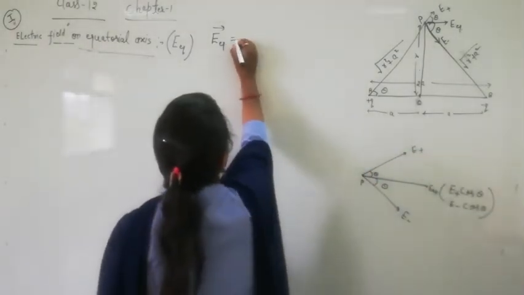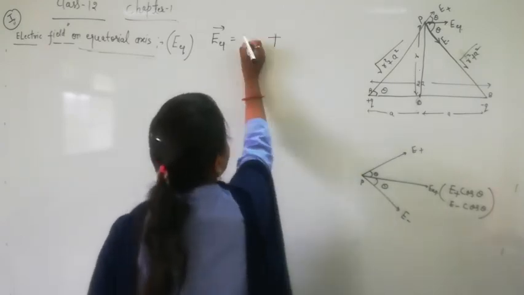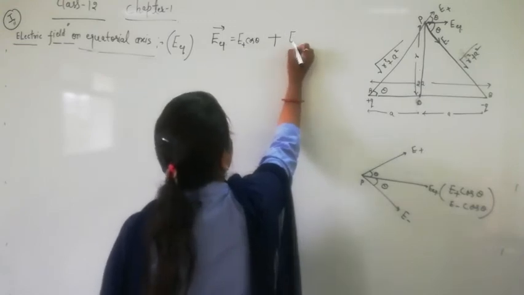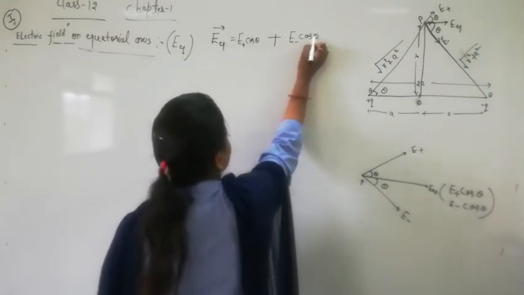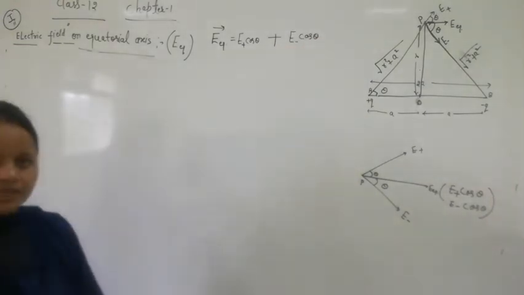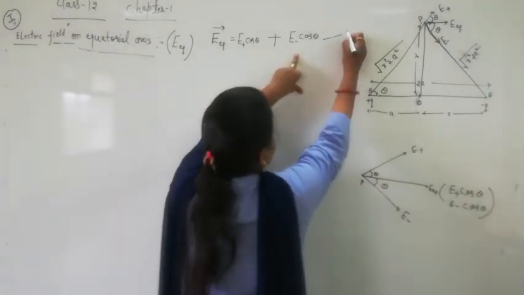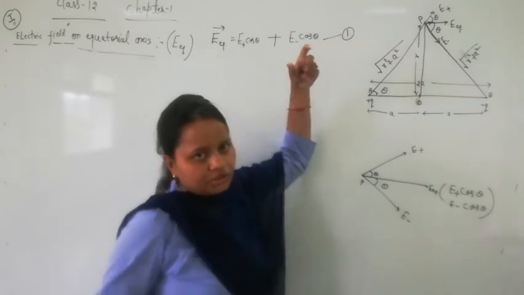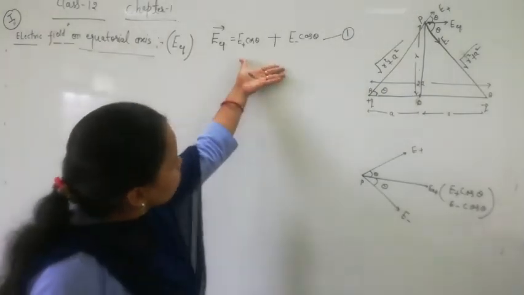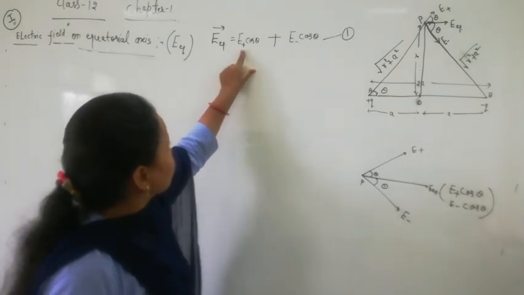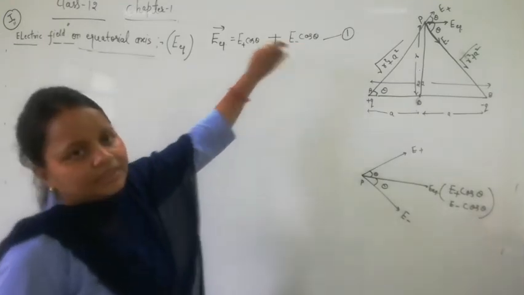So these two vectors add: E plus cos theta and E minus cos theta. These two components add because they are in the same direction. This is considered as a new equation for the new derivation, equation number 1. Now our target is to calculate E plus and E minus.